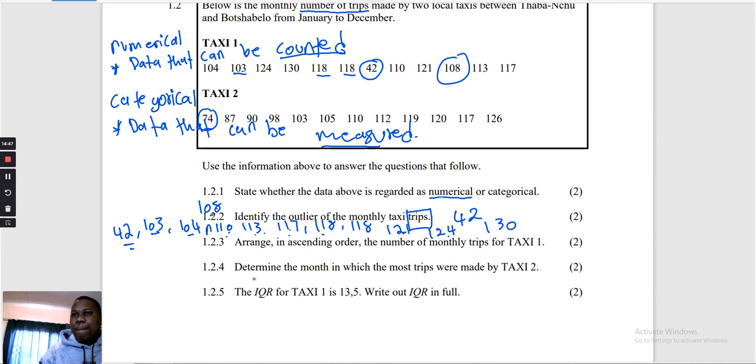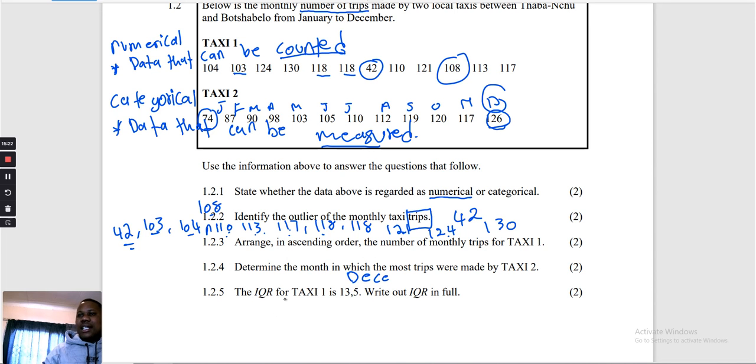Then they say, determine the month in which the most trips were made by taxi 2. So when we look at the taxi 2, already this is Jan, Feb, March, April, May, June, July, August, September, October, November, December. So we look at the highest number there. When we look at the highest number, we get that is 126, which represents December there. So that means our answer is December there.